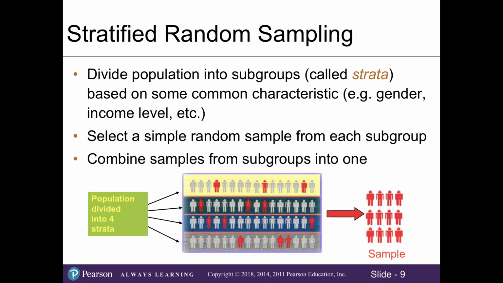Another sampling technique is stratified random sampling. So what we do here is divide the population into subgroups called strata based on some common characteristic. So let's say we divide the population into men and women, or perhaps income levels such as low income, middle income, and high income. Then we will select a simple random sample from each subgroup and then put those subgroups into one. What this does is it evenly pulls the same number from different strata.